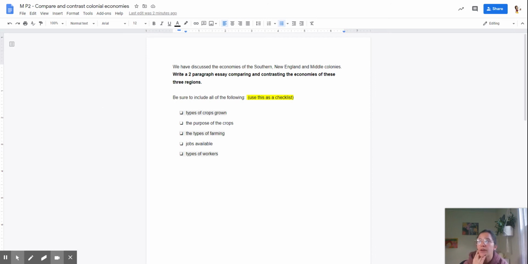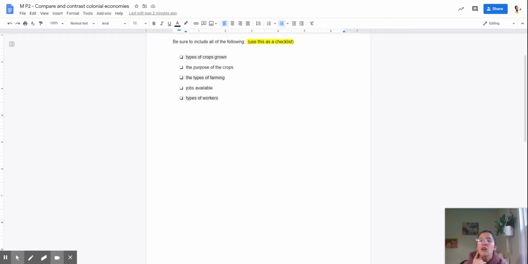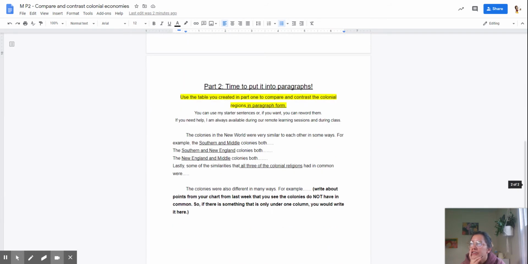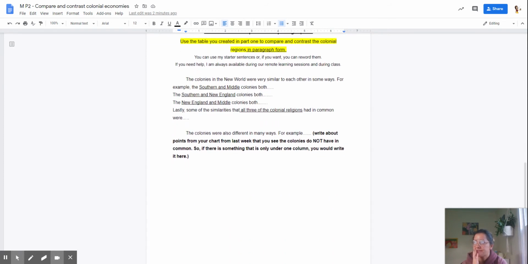In those two paragraphs, we're going to make sure that we mention what types of crops they grew, the purpose of the crops, the types of farming, the jobs that were available, and the types of workers. So here's how you're going to do it. You're going to go to the second page.